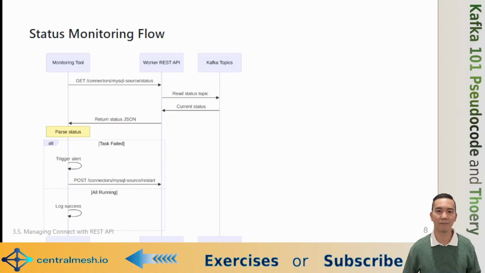If every connector and task is running normally, it simply recalls the health check and waits until the next polling interval. However, if one of the tasks has failed, the monitoring system can immediately generate an alert. Some organizations may notify an operations team. Others may automatically issue another REST API request to restart the failed connector or task, so the REST API isn't just used by administrators manually running curl commands. It's also the foundation for automated monitoring, self-healing systems, and operational dashboards.